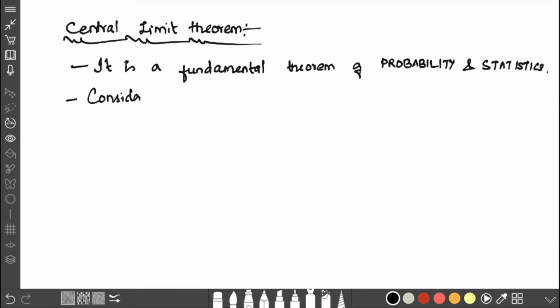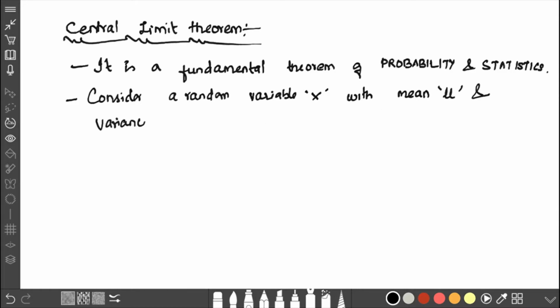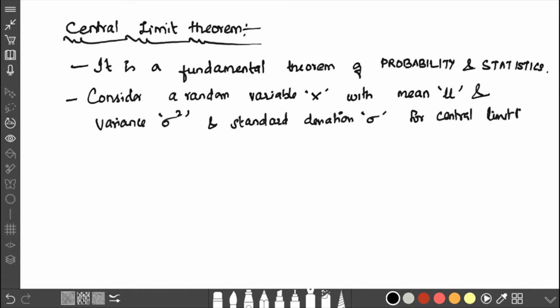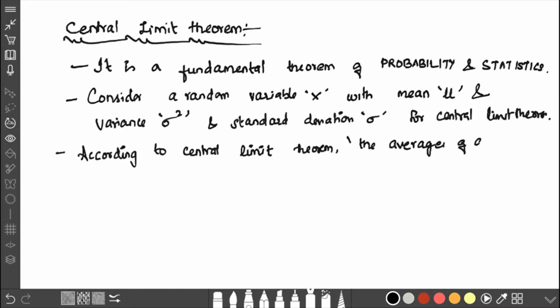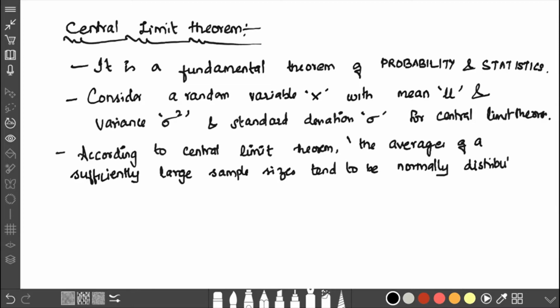So what is the central limit theorem? Considering a random variable x with a mean and a variance, or standard deviation, we can go for the central limit theorem. According to the central limit theorem, the statement here is that when any distribution is considered, and if you draw the distribution of the averages, it will look like a normal distribution.